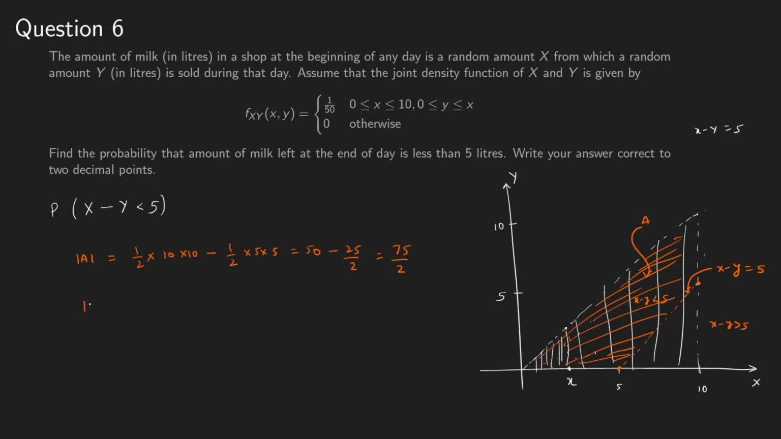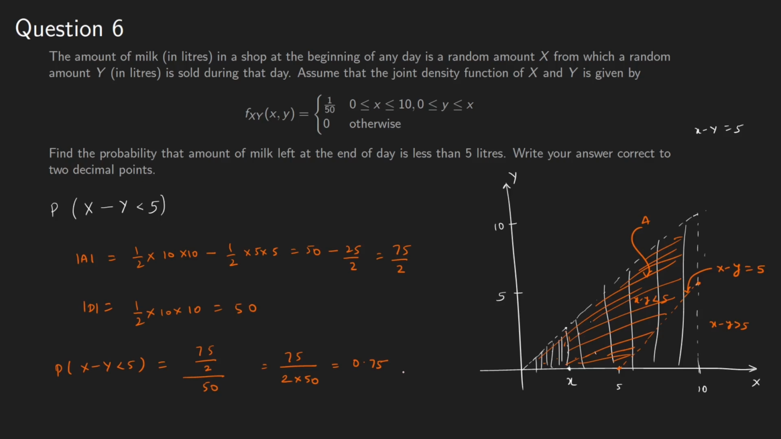Now what's the area of the full support? If we represent the full area with D, then it will be half times 10 times 10, that is 50. So the probability that x minus y is less than 5 will clearly be equal to 75 by 2 divided by 50, so 0.75. So this is the probability that the amount of milk left at the end of the day is less than 5 liters.